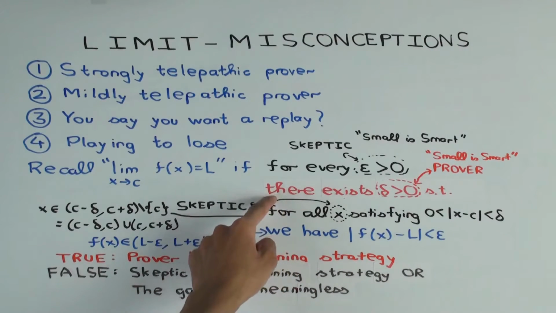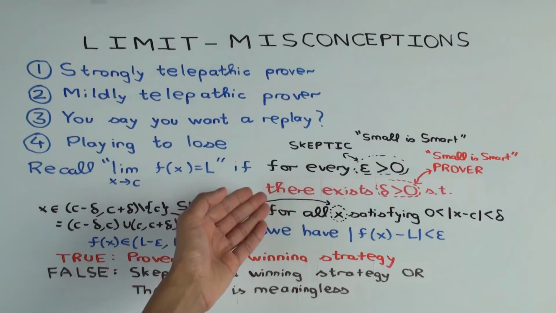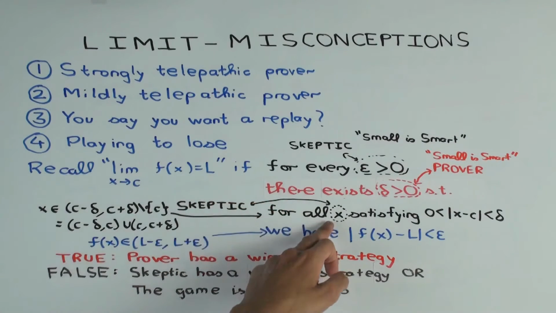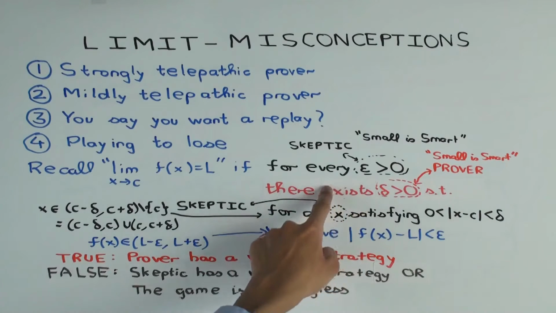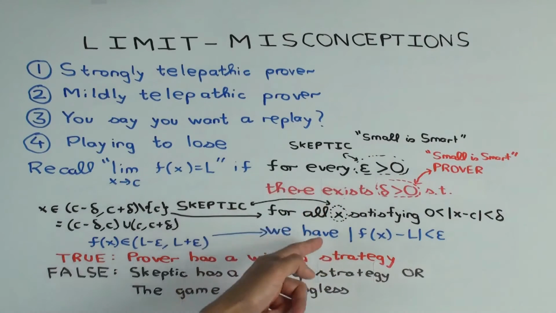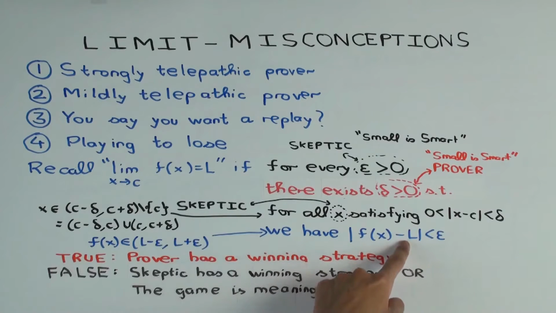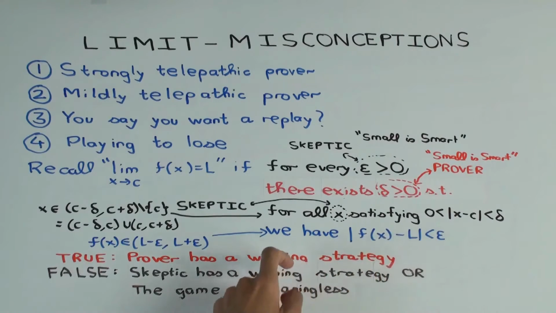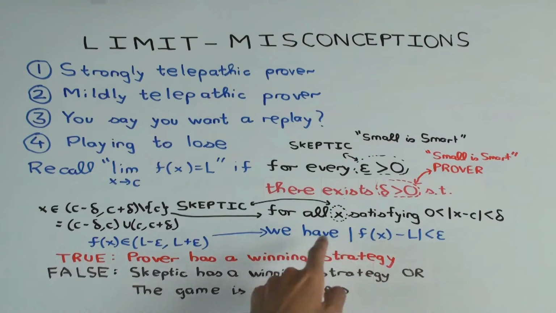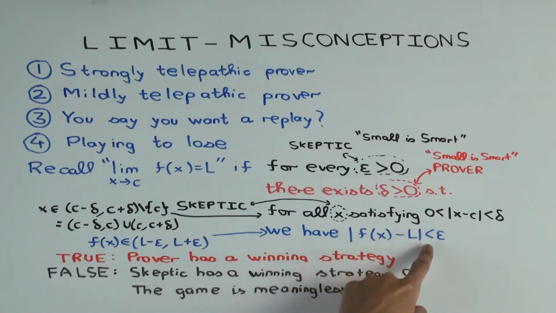So the prover picks the delta, and then the skeptic tries to test the prover's claim by picking an x, which is within the interval specified by the prover, and then they both check whether f(x) is within epsilon distance of L. If it is, then the prover wins, and if it is not, if this is not less than epsilon, then the skeptic wins.